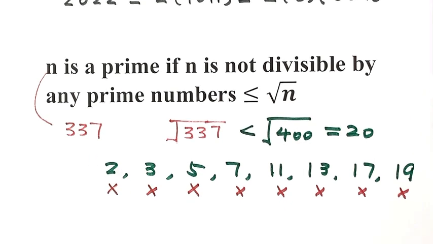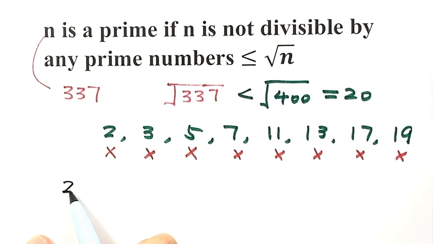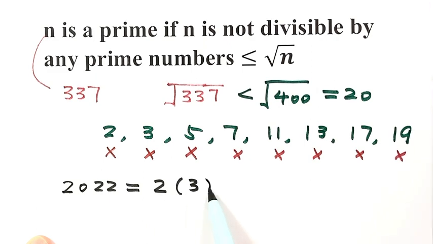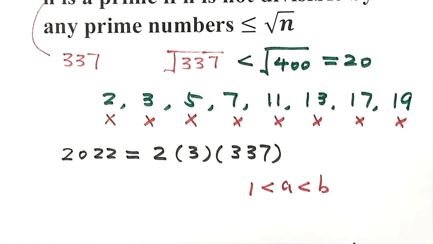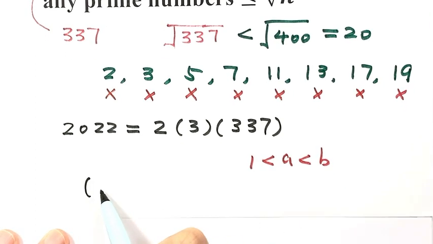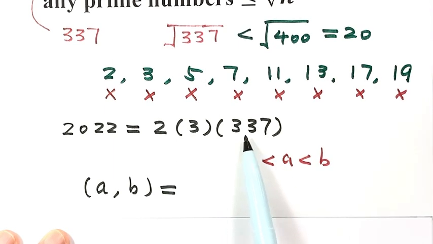So this means 2022 has 3 prime factors. They are 2, 3, and 337. Because given A is bigger than 1, then less than B, both A and B are positive integers, here are all the solutions for the equation. Because A is less than B, A cannot be 337.